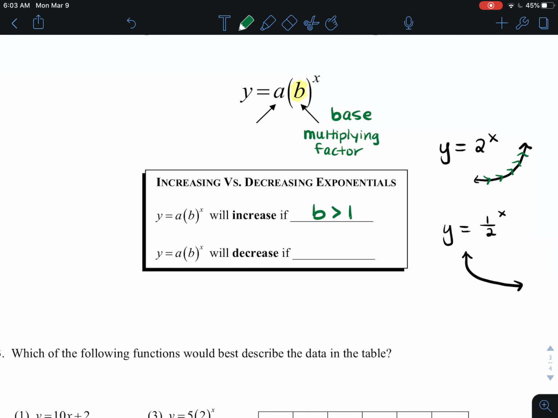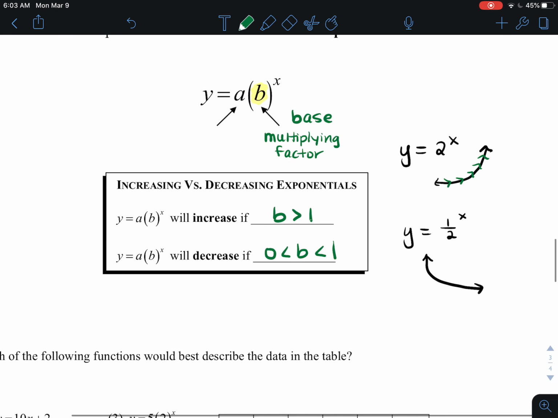So when that multiplying factor is a number between 0 and 1, so it's smaller than 1, like our second graph in the do now, the 1/2 raised to the x, that is going to be a decreasing exponential graph.